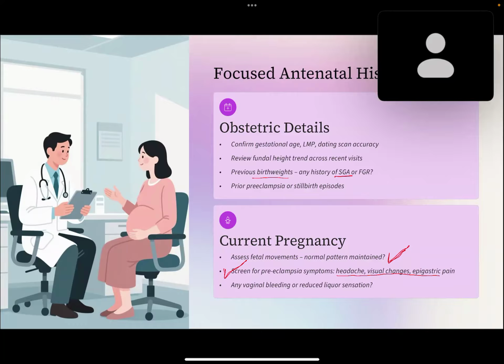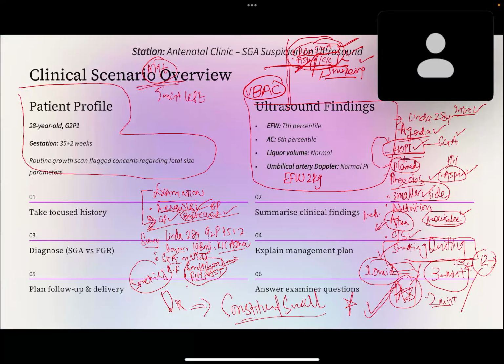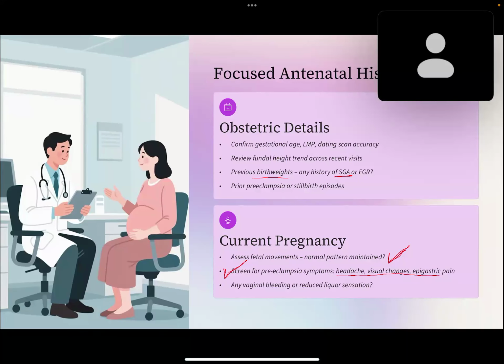Another thing, Hira, when she told I am not sure, it's about 35 weeks. This point you have to write in here, and when you come to investigation, ask for a dating scan to correlate the dates. The biggest reason for SGA is wrong dates. It can be wrong dates as well, right?